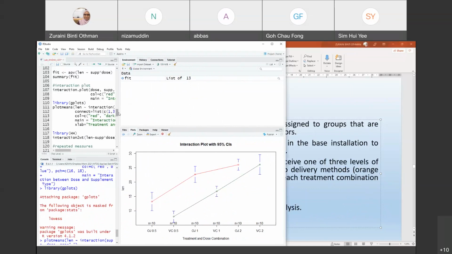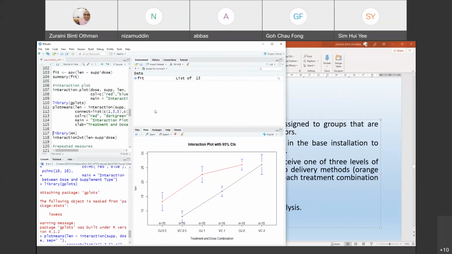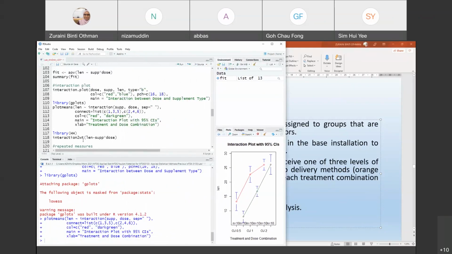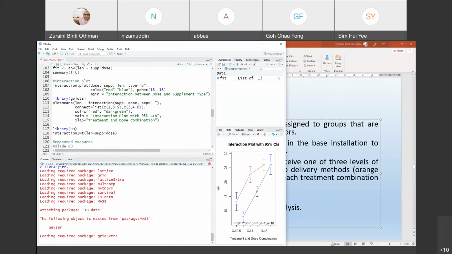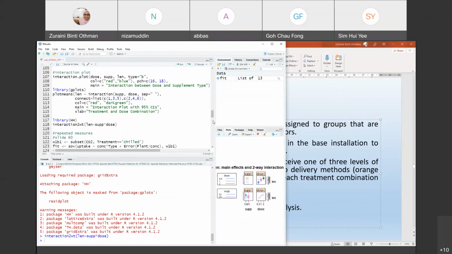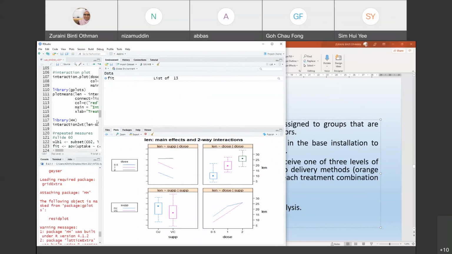Just now was another way. If you want to visualize it all at once, then we can use this library, HH. This interaction2wt is from the package HH. Then we want to see the supplement interaction. From here we can see the plot that we get.